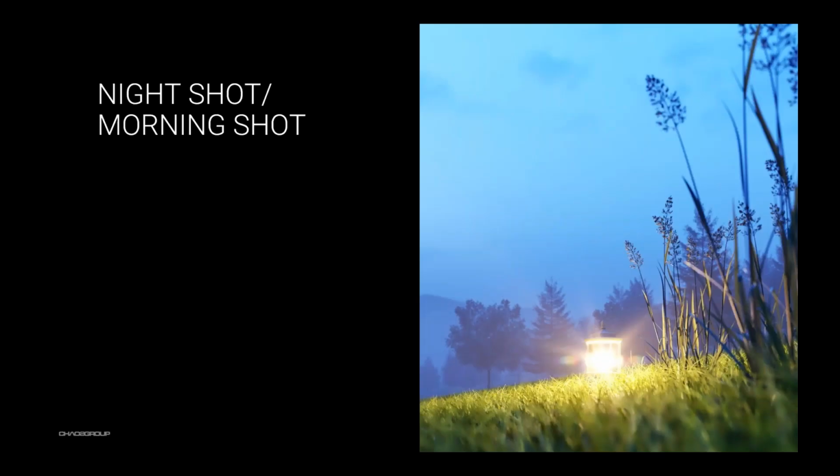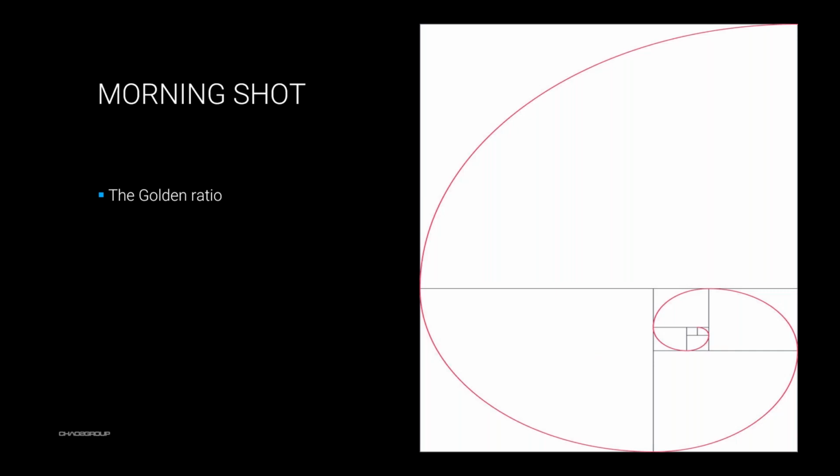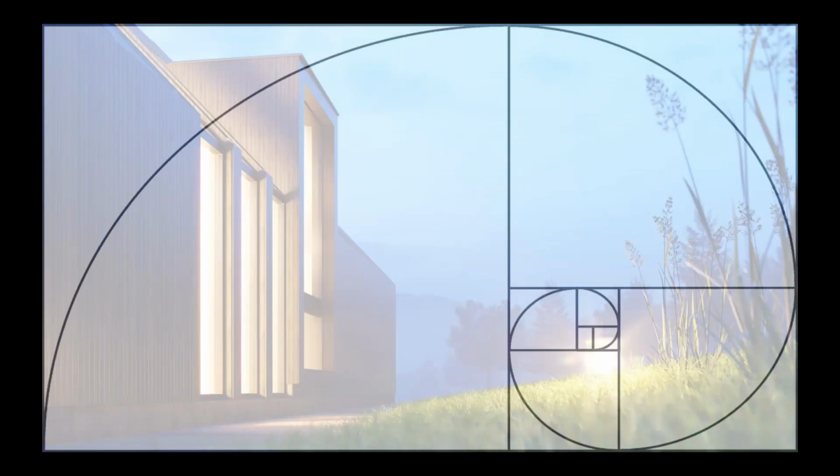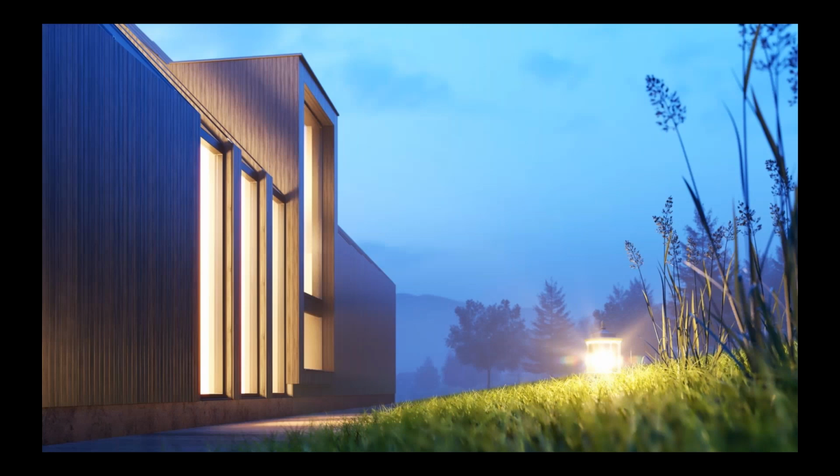For the night shot and the morning shot, I'm using another very famous composition rule. It's called golden ratio, and it worked really well. Right here, I'm using another object. It's the lamp, because it can give a really nice detail, which can bring a human presence in the image, and I really like it.